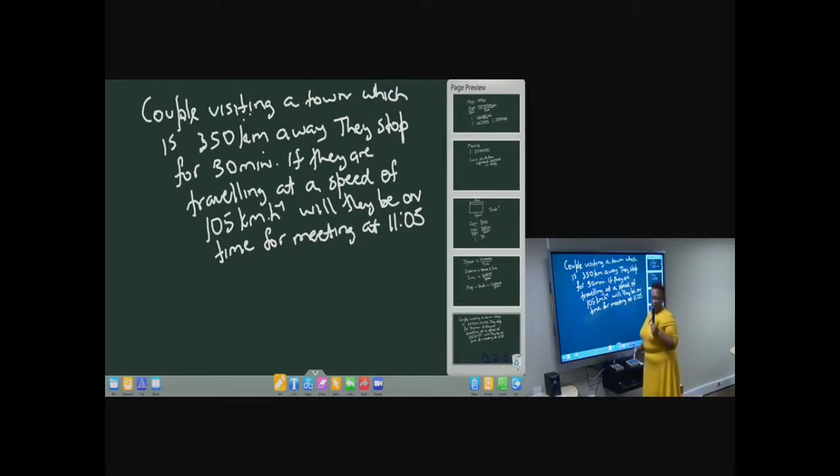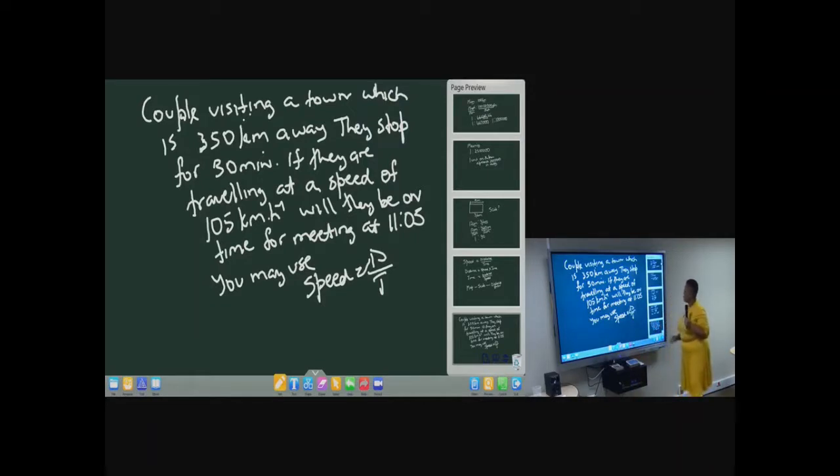One other thing which is different between maths and mathslit is that with mathslit you will always be given a formula together with the question. There's no formula sheet, but the formula is included in the question, and it will say you may use speed is equal to distance over time. Okay, that's what will be given.